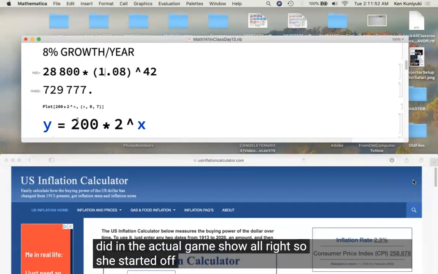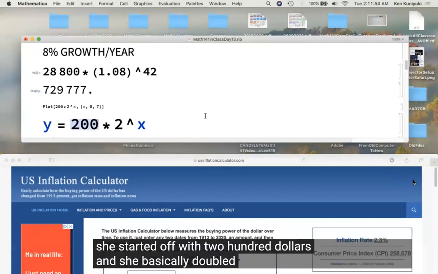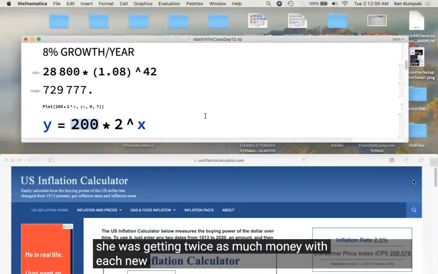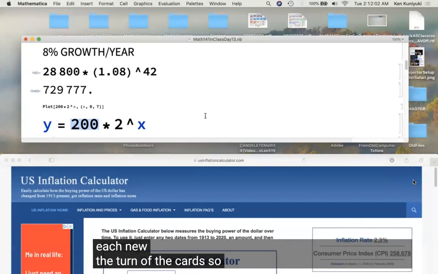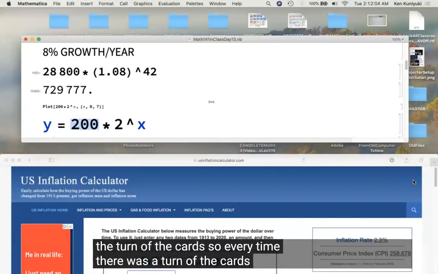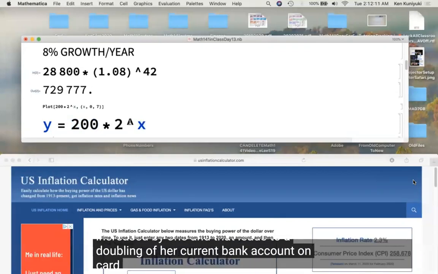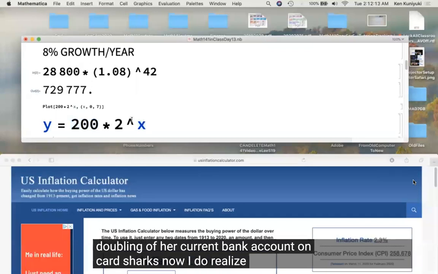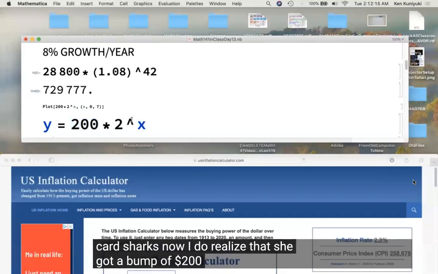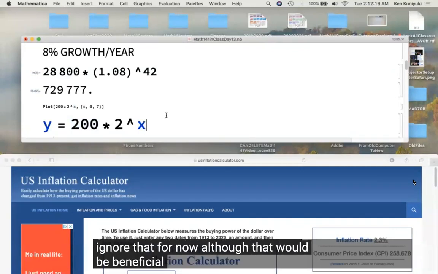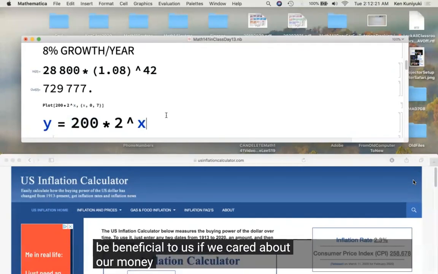All right. If you want to, now here, let's model what she did in the actual game show. All right, so she started off with $200, and she basically doubled down. She was getting twice as much money with each new turn of the cards. So every time there was a turn of the cards, X increased by 1, and that leads to a doubling of her current bank account on Card Sharks. Now, I do realize that she got a bump of $200 in the middle. Let's ignore that for now, although that would be beneficial to us if we cared about our money.